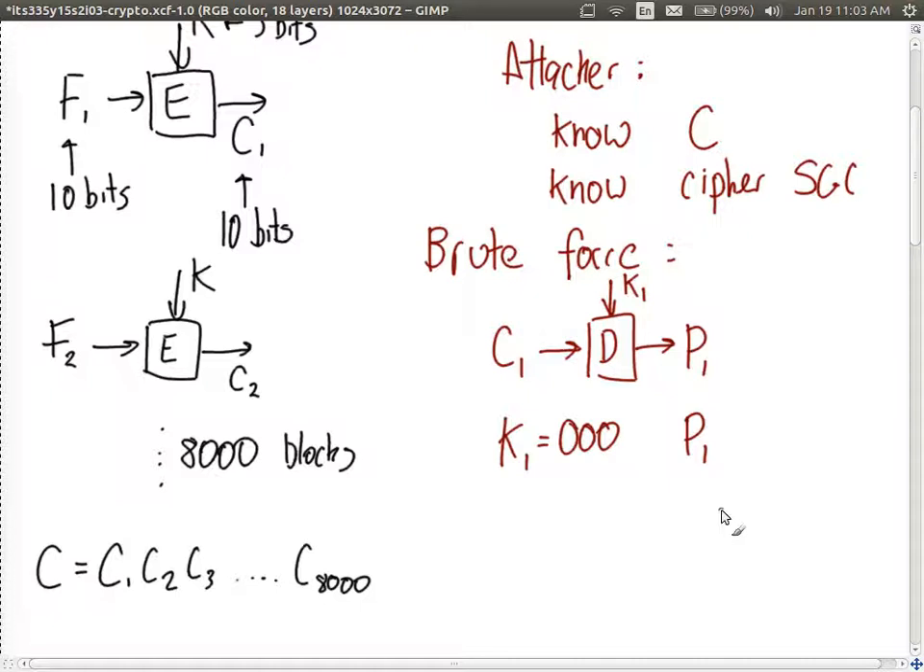So, with respect to our small example here, what the attacker does is decrypt the ciphertext with a potential key. If the plaintext makes sense, they've found the key. If the plaintext doesn't make sense, then they try the next key. Let's say 001, they decrypt the same ciphertext using the next possible key and they get a different plaintext. If this one makes sense, if they recognize it's the correct one, they've found the key. If not, they keep going.